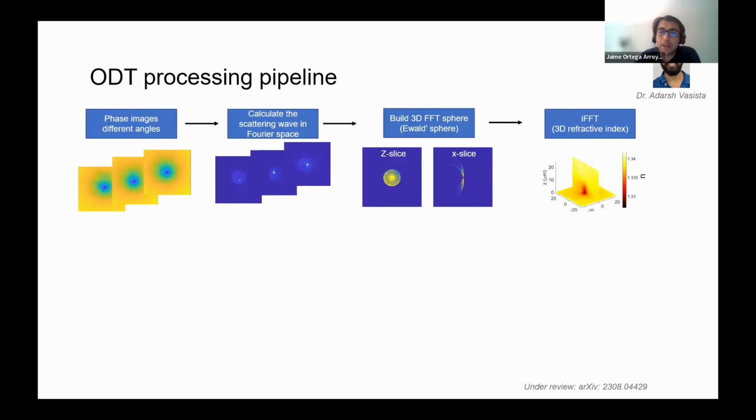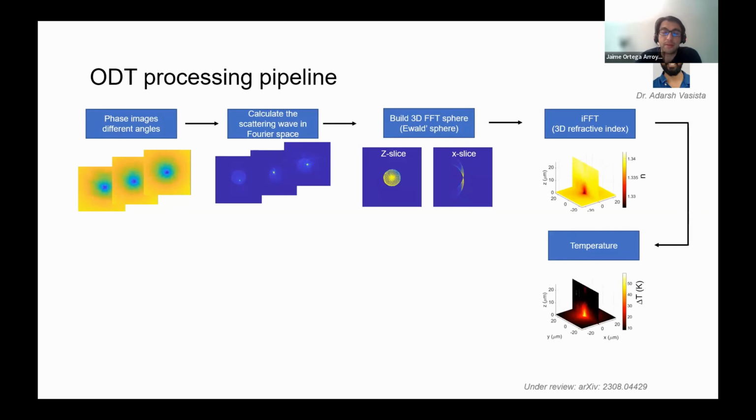And the magic happens when you take the inverse Fourier transform, because at this point, you start to get access to this 3D refractive index volume. And once again, if you know how your thermo-optical material behaves as a function of temperature, you can just use this as a lookup table to translate refractive index into temperature.